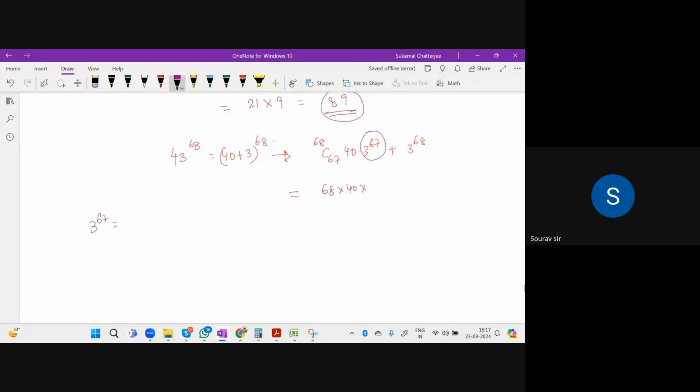3 to the power 67 means 3 to the power 4 into 16 plus 3, which is 3 to the power 4, whole to the power 16, into 3 to the power 3, which is 81 to the power 16 into 27. How much? 6 8s are 48. Last digit would be 1. So 81 into 9. Oh, 27, sorry. Thank you.